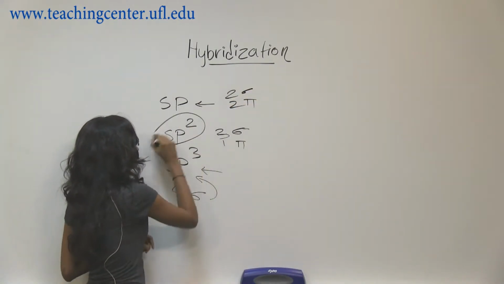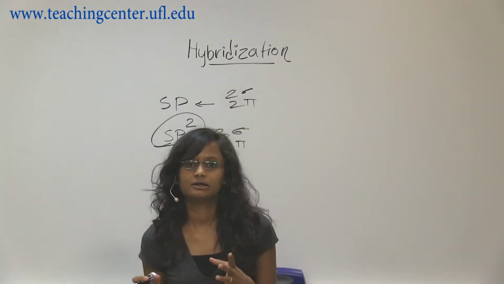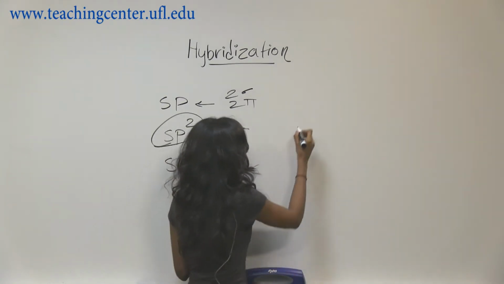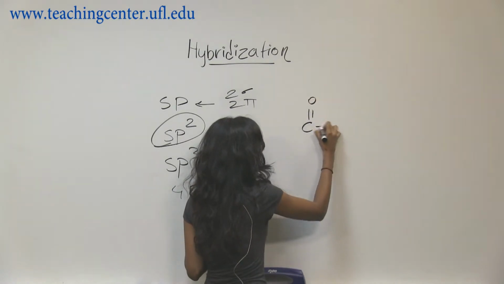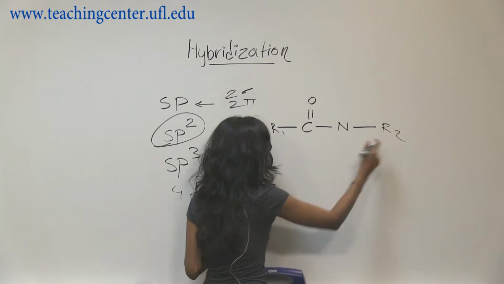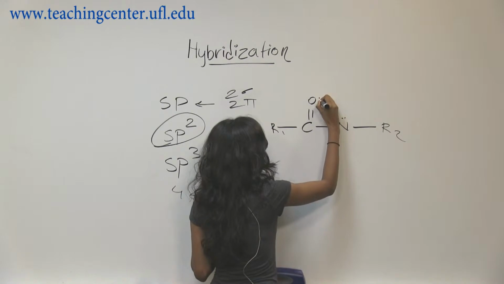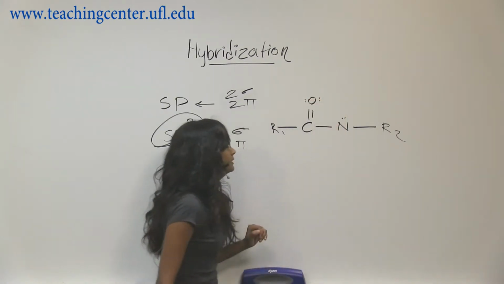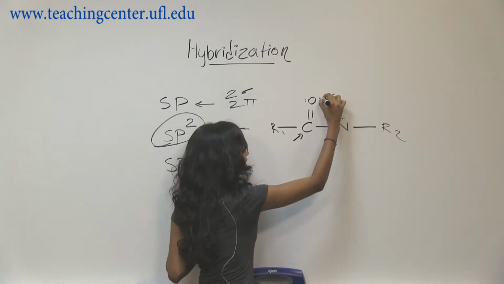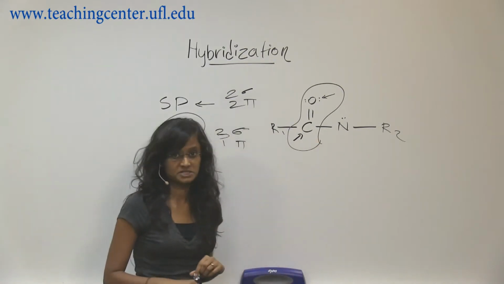Now sp2 will be a little different for atoms that contain a lone pair. So let's take amide as an example. Amide is this functional group where, don't worry about what's on there, just worry about this middle group. Nitrogen has a lone pair in the amide group. Now this carbon's sp2, that oxygen's sp2. So the whole thing here is sp2.